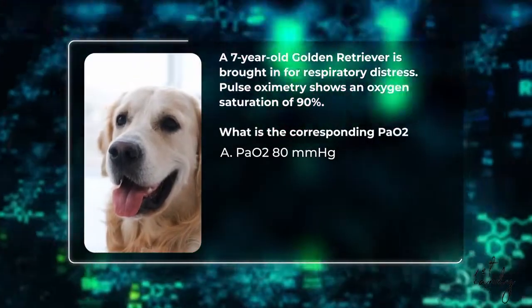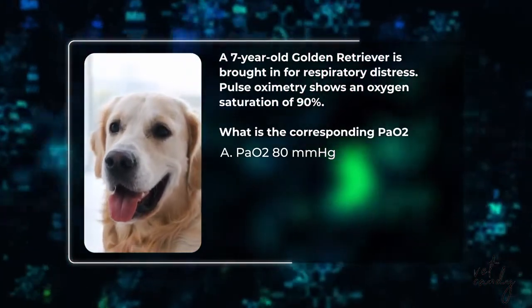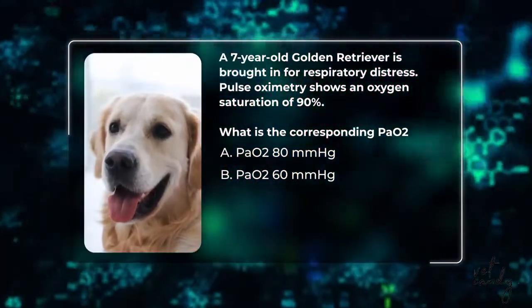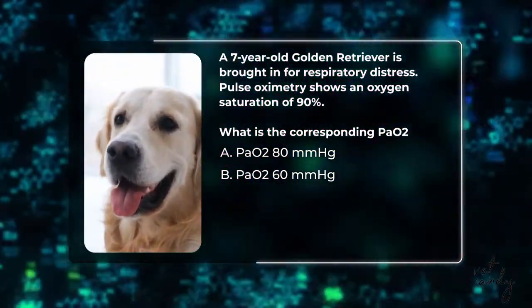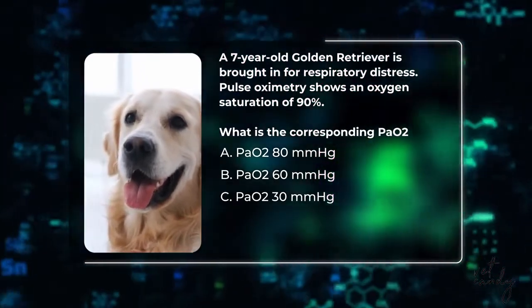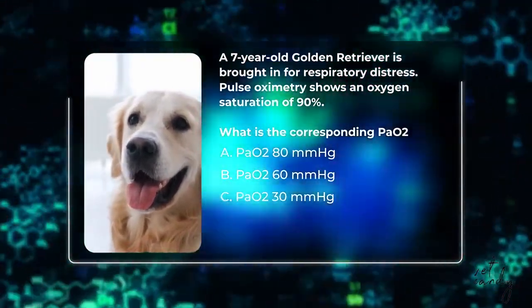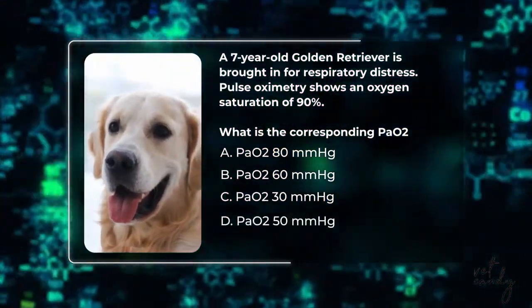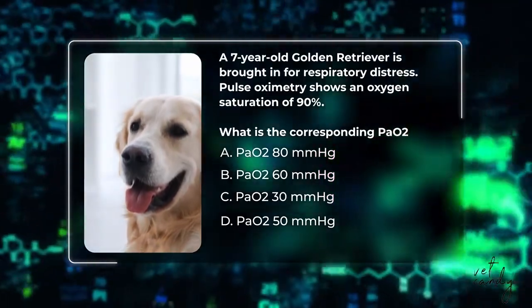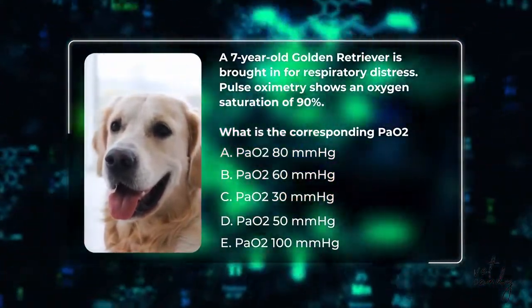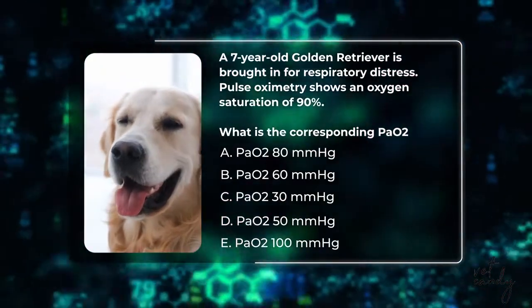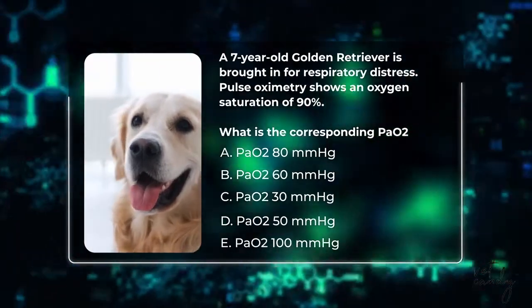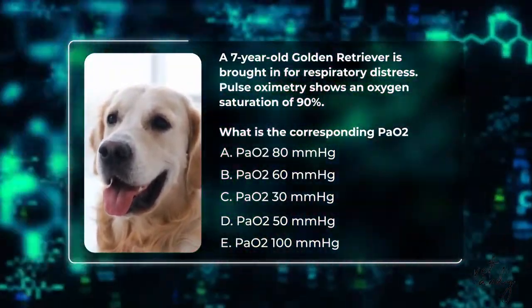Is it A, PaO2 of 80 mm mercury, normal oxygen exchange, or B, PaO2 of 60 mm mercury, early hypoxemia, C, PaO2 of 30 mm mercury, severe hypoxemia, D, PaO2 of 50 mm mercury, critical hypoxemia, or E, PaO2 of 100 mm mercury, hyperoxemia. Take a moment now to think about what answer you'd like to choose and drop it in the chat box below.